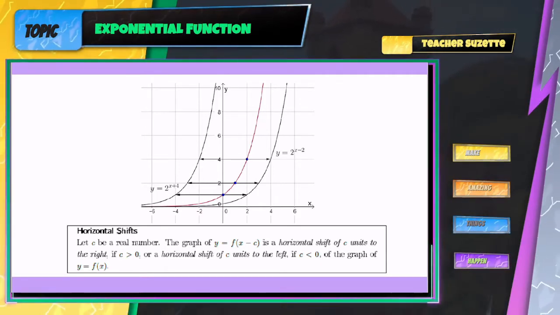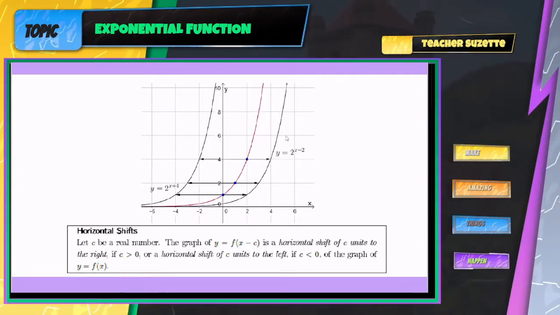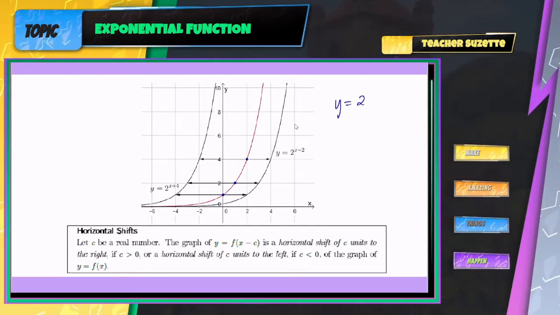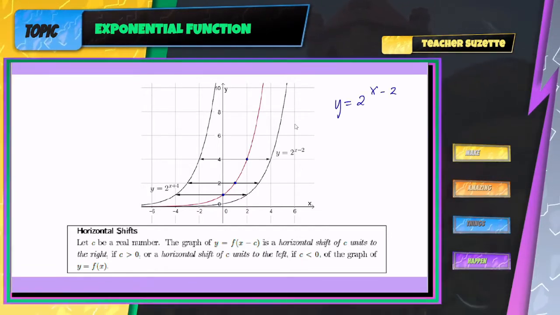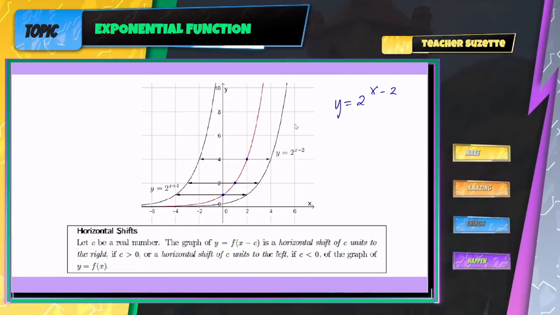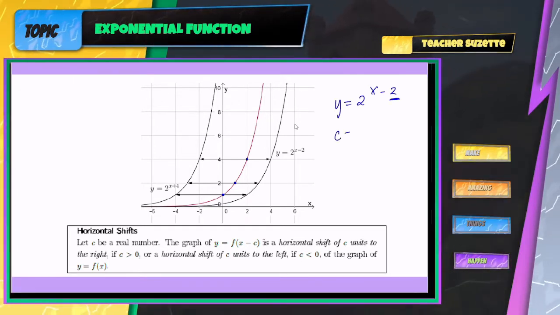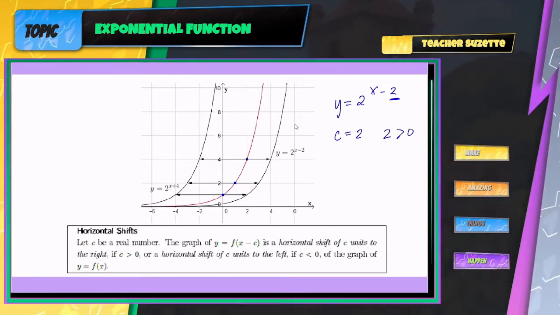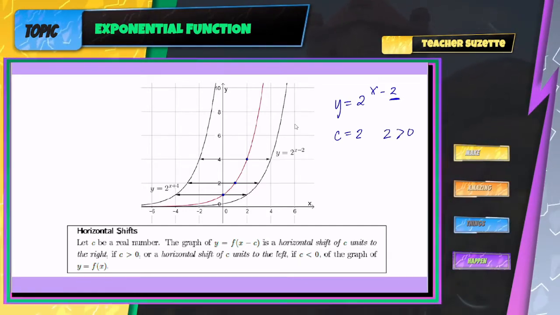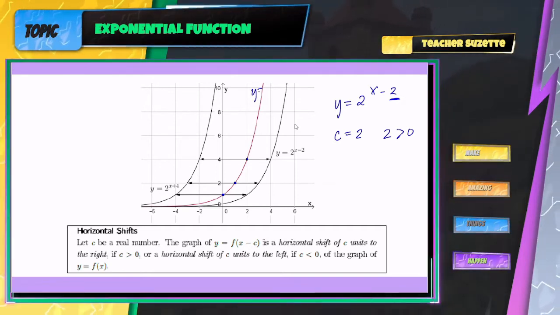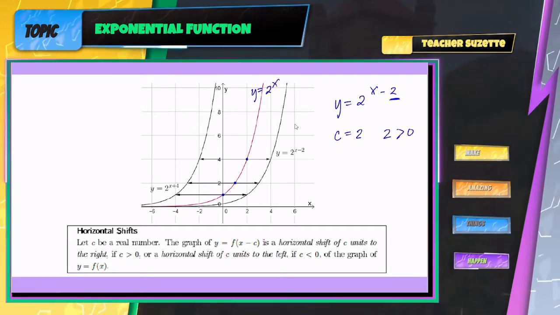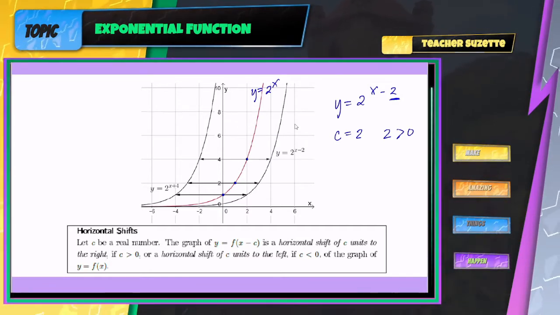So, for this example, yung graph daw pong ito is yung y is equal to 2 raised to x minus 2. So, obviously, for this example, our c is 2 and 2 is greater than 0. So, therefore, our graph from y is equal to 2 raised to x shifts 2 units to the right.